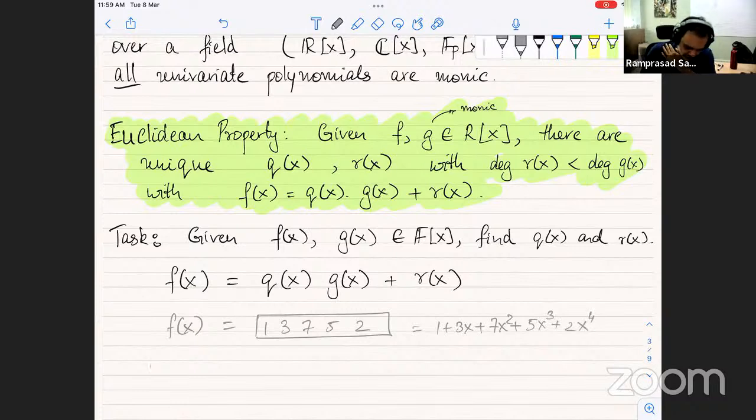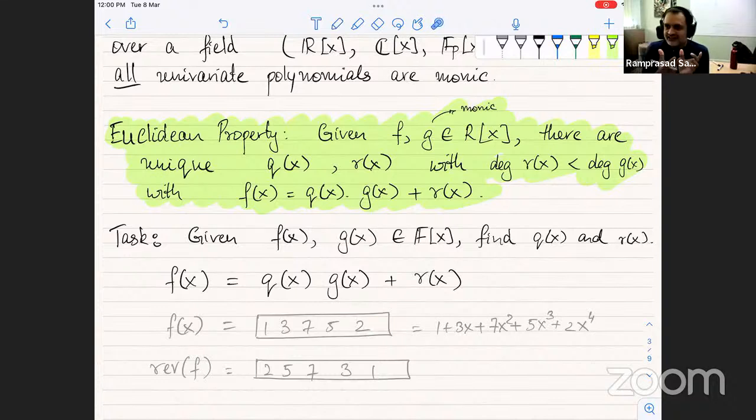Okay, I'm going to define this notion of what is called the reverse of f. You take the coefficient vector and just reverse it. So 2, 5, 7, 3, 1. And since you're reversing, I need to tell you: are you adding zeros and then reversing it, or not adding zeros? If I'm not mentioning anything, what this will mean is that you forget all subsequent zeros, and you only reverse the block that you have currently. So this is going to be the polynomial 2 plus 5x plus 7x squared plus 3x cubed plus x power 4.